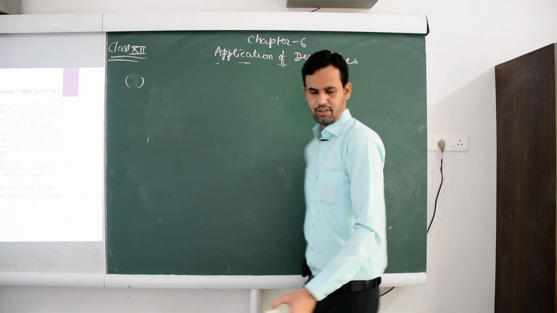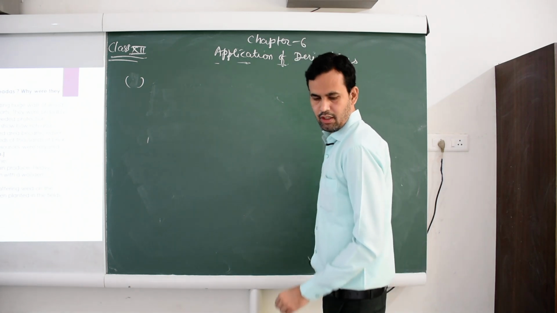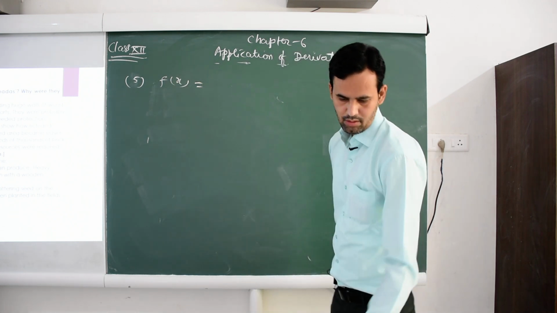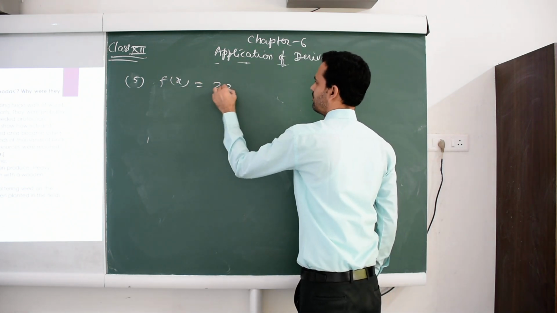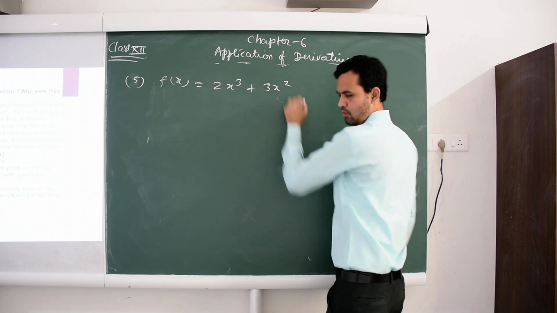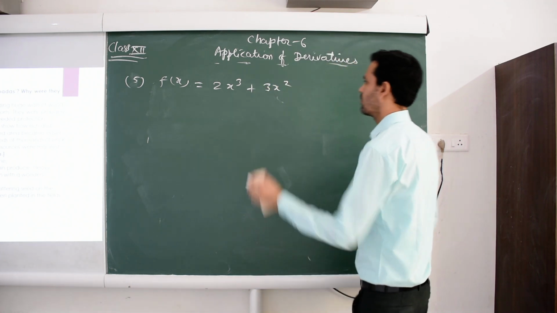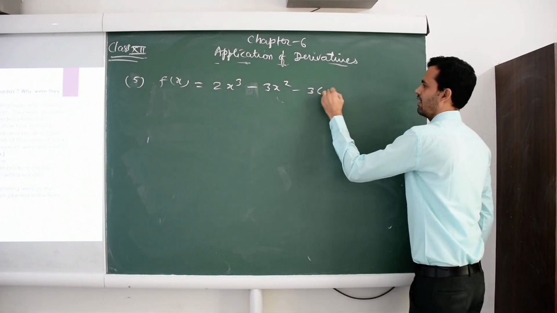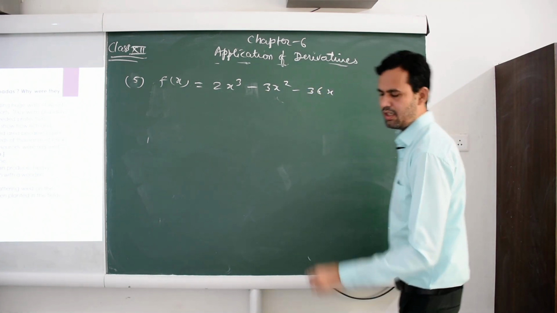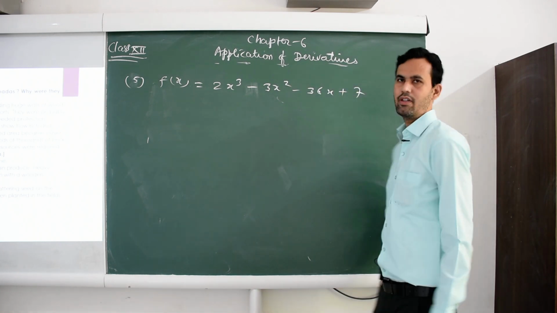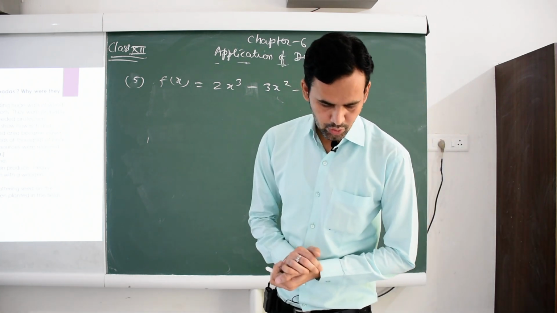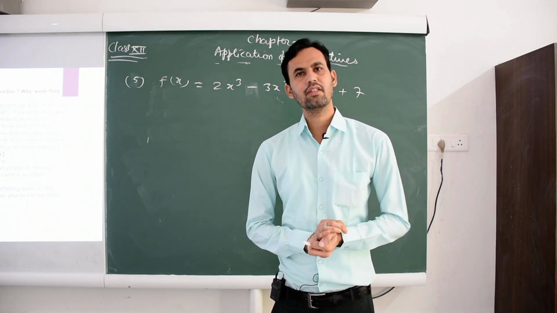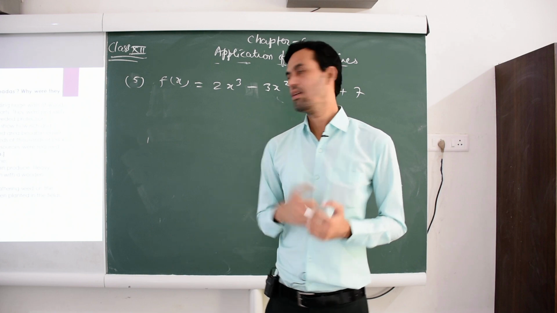There is a cubic function in question number 5. f(x) is given as 2x cube plus 3x square minus 36x plus 7. This is the function f(x), and we have to show that it is strictly increasing in some intervals and strictly decreasing in some other intervals.